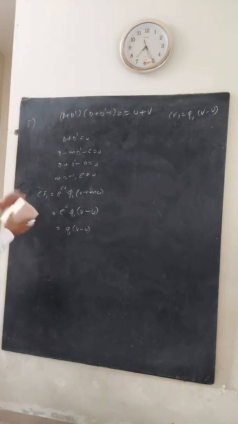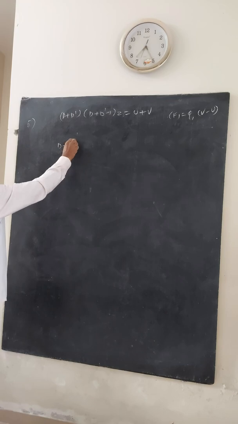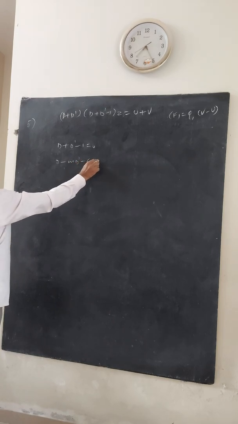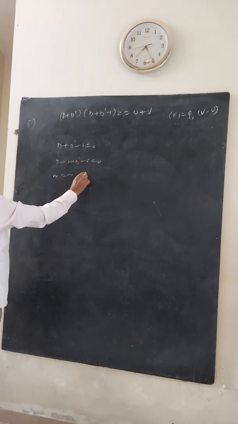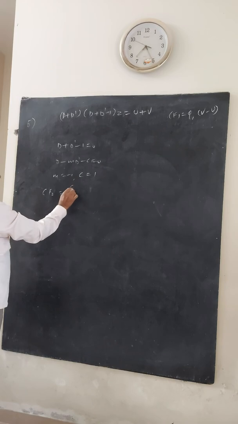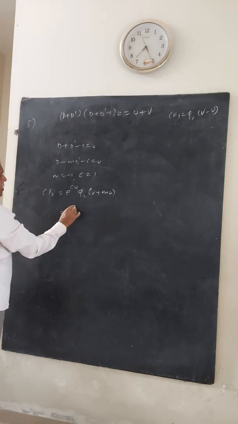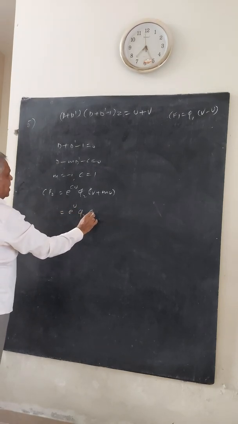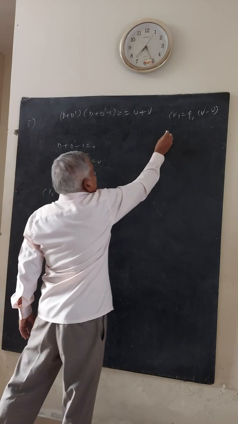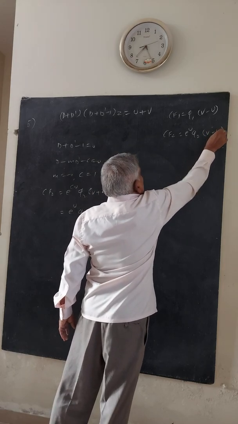Again, taking the second factor, D plus D dash minus 1 equal to 0. D minus m D dash minus c equal to 0. Compare the coefficients, m equal to minus 1, c equal to 1. CF2 equal to e power cu phi of v plus mu, e power u, c is 1, phi of v minus u. Therefore, CF2 equal to e power u phi 2 of v minus u.